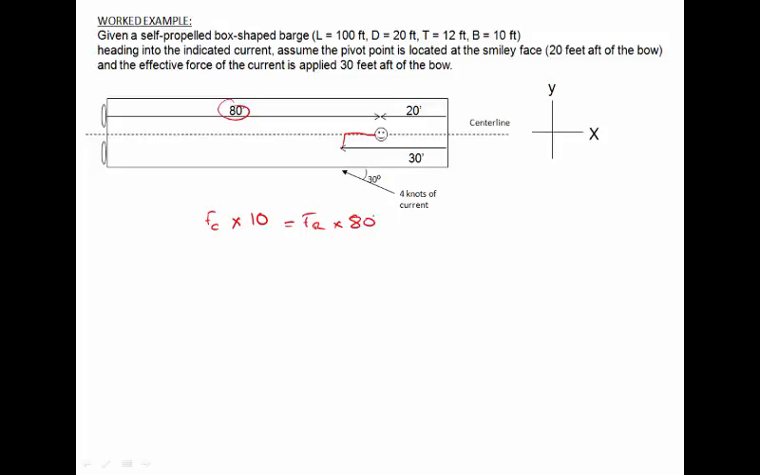Alright, so I figured that out. This is what my equation is. I have two unknowns. I don't know the force of the current. I don't know the force of the rudder. I can figure out the force of the current, though, because I have an equation for it.